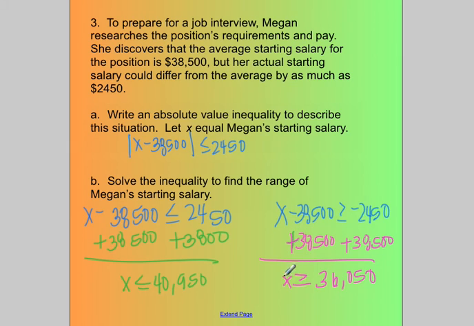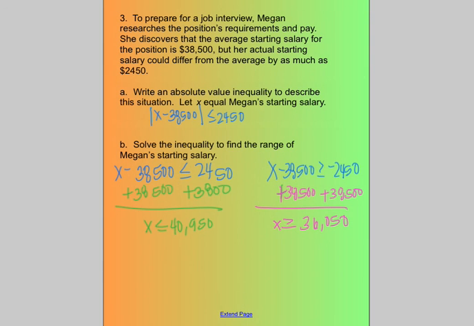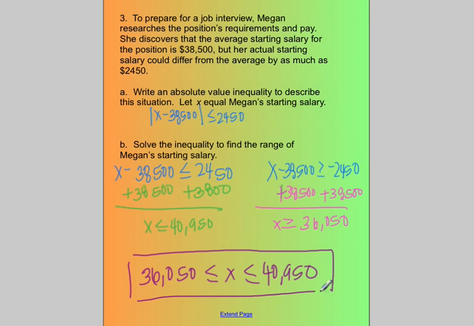Okay, so this is the range her salary could be in. If you notice, X is greater than 36,000 and X is less than 40,000, or almost 41. Okay, so to write this out, the final answer would be her range could be as low as $36,050, or her salary could be as high as $40,950. And that would be my solution to the equation.